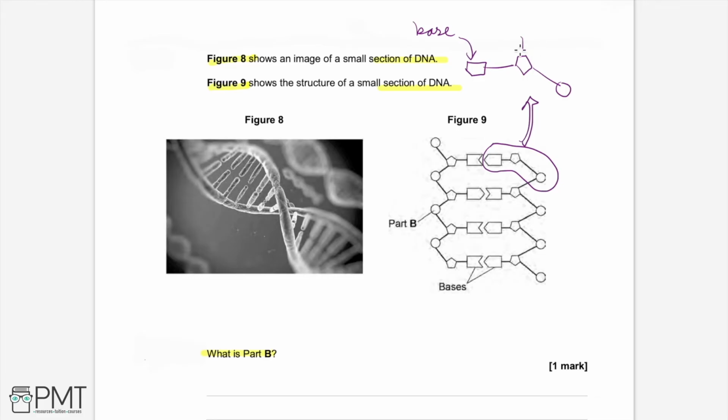We have a deoxyribose sugar, which is a pentose sugar, meaning it has 5 carbons, which is why it's drawn as a pentagon. And bound to this, we also have a phosphate group. And together, these make a nucleotide. So, part B is a phosphate group.